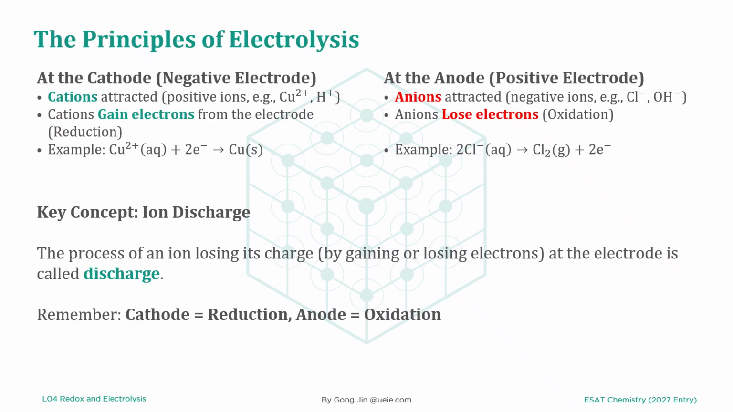Now the anode, the positive electrode. Negative ions, called anions, are attracted to it. When they reach the anode, they lose electrons. This is oxidation. For example, chloride ions lose electrons to become chlorine gas. This process of ions losing their charge at the electrodes is called discharge. Remember, cathode is reduction, anode is oxidation.